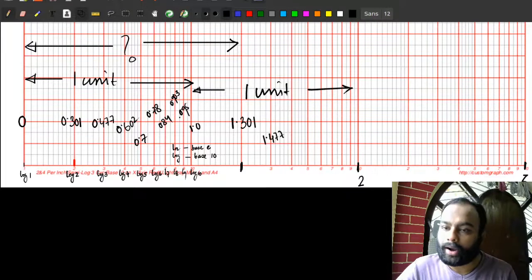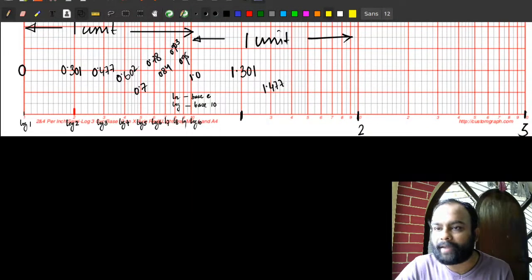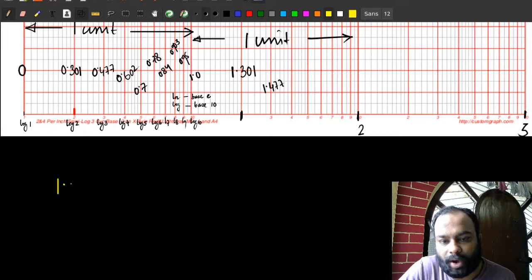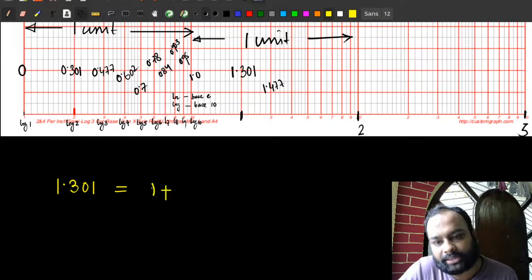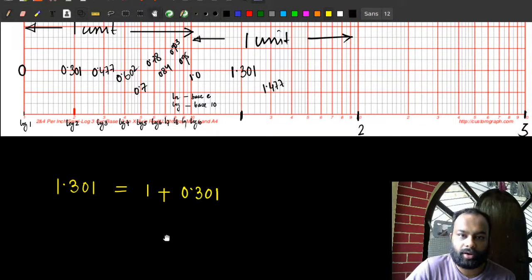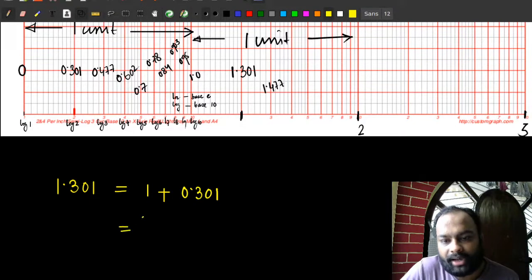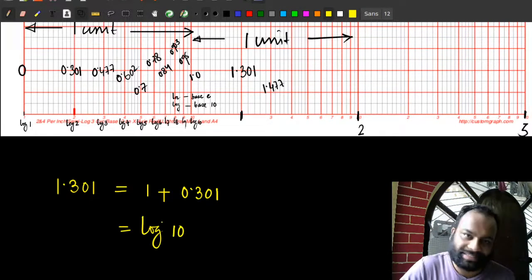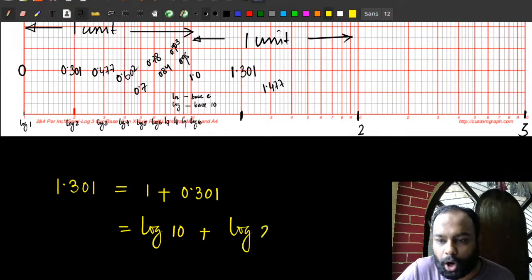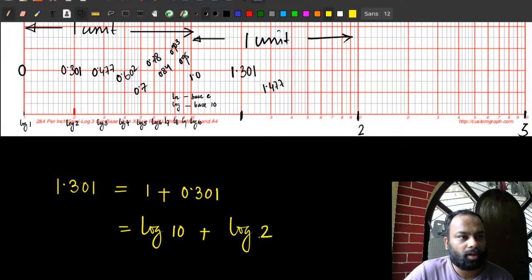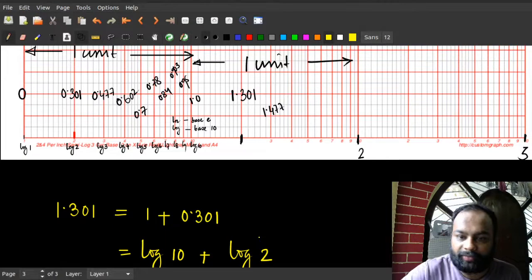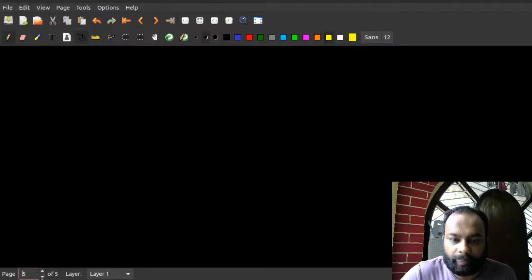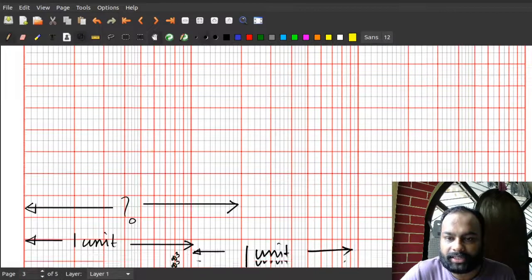All right, but let's go back and try to now figure out what this 1.301 thing is. This 1.301 is 1 plus 0.301. But what is 1? 1 is log 10, again base is 10 here. And what is 0.301? 0.301 is log 2. Feel free to let me know if you have any query, or if there is something you don't understand with this.